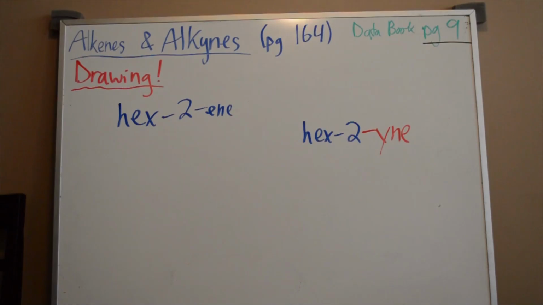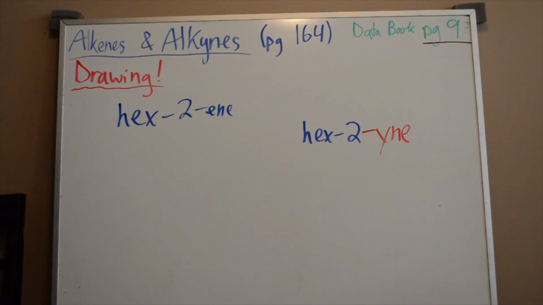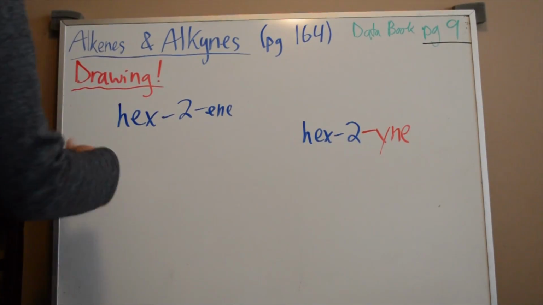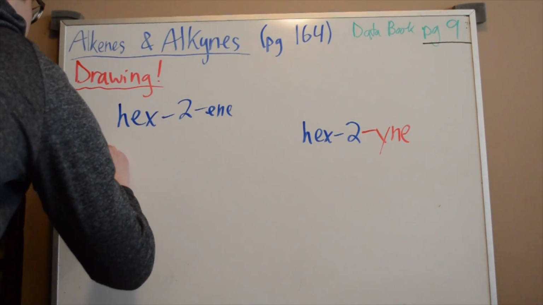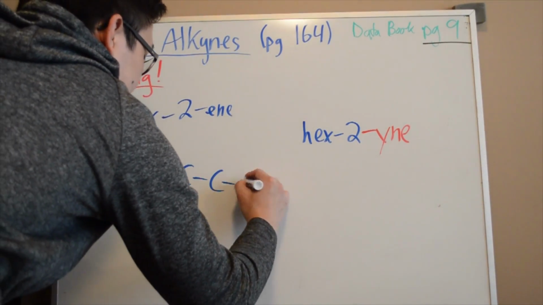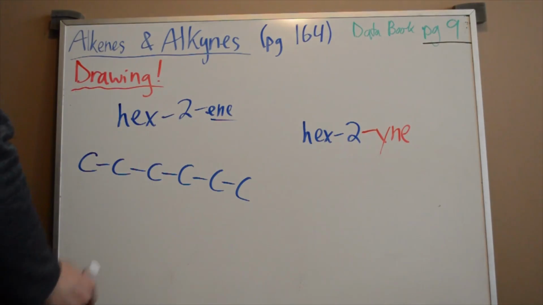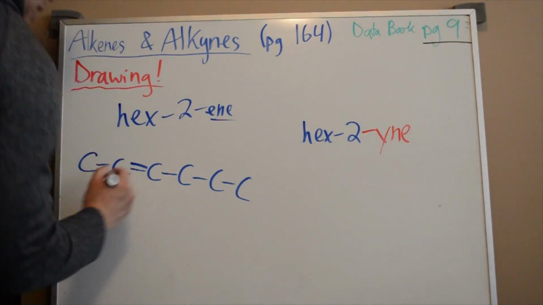All right, so we're going to be comparing alkenes and alkynes now. Okay, so hex-2-ene. How would I draw hex-2-ene? Hex gives me 6 carbons. So 1, 2, 3, 4, 5, 6. The 2-ene tells me I have a double bond on the second carbon, just like that.